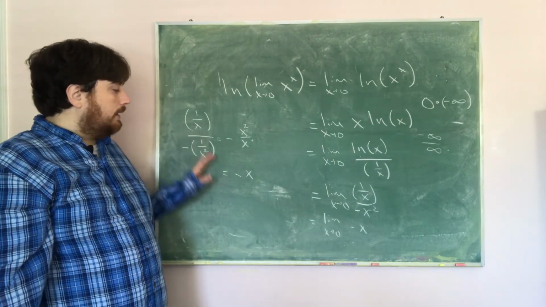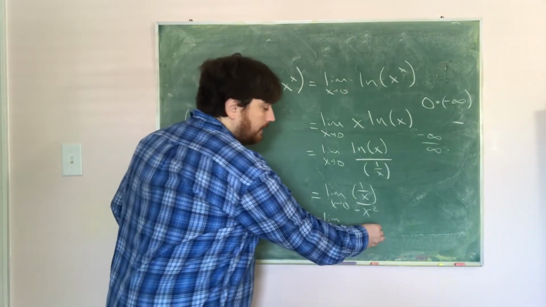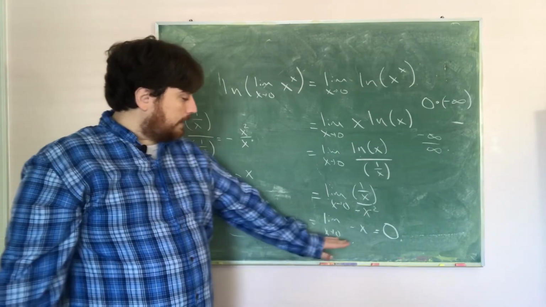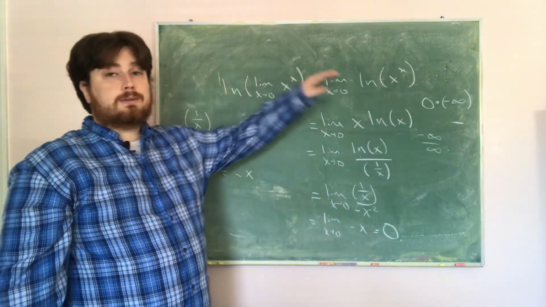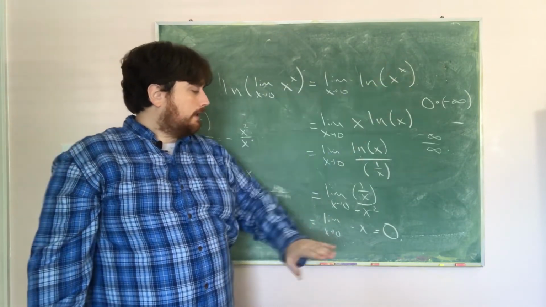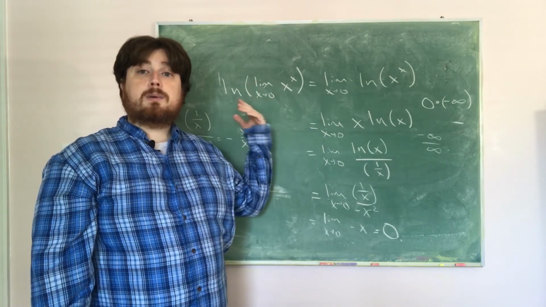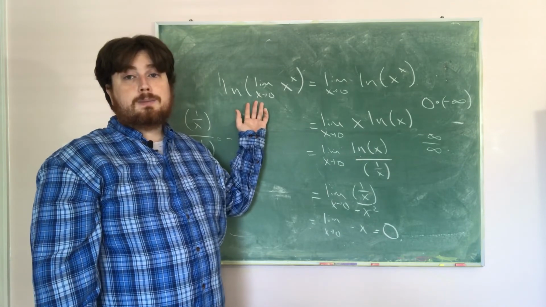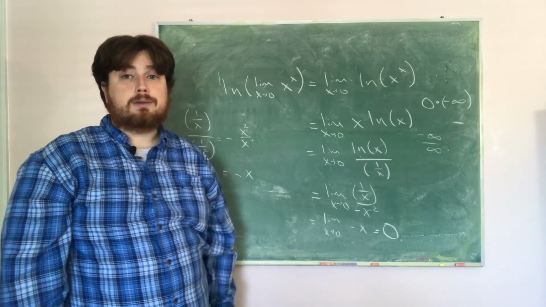Now, if I take the limit as x goes to 0 of negative x, I just plug in 0 and I get 0, that's a number. So now I can evaluate this limit as 0, and therefore this limit is 0. So the limit as x goes to 0 of natural log of x to the x is just 0. So we have found this limit. But remember, that wasn't the whole thing. This was just the top portion of an exponential, so now we have to go back and find the original limit we were looking for.